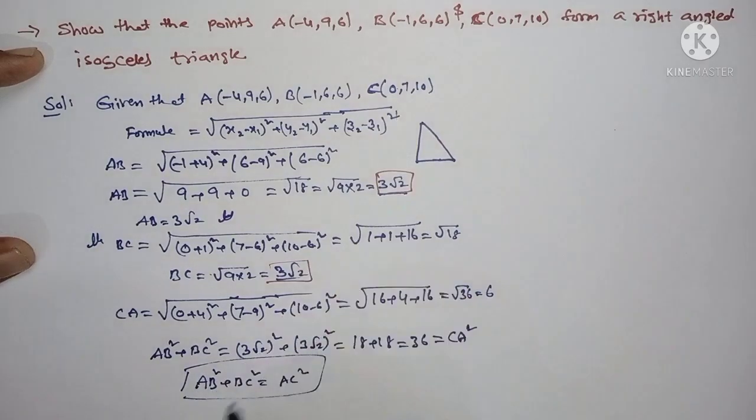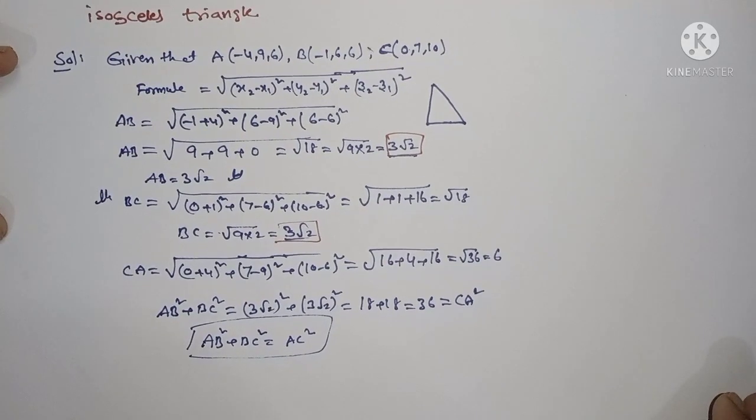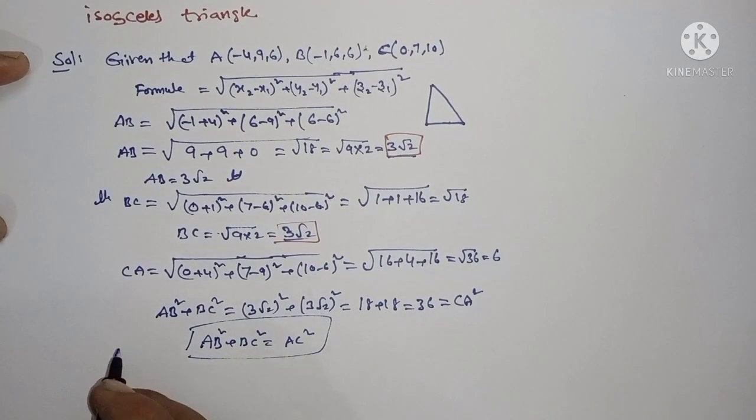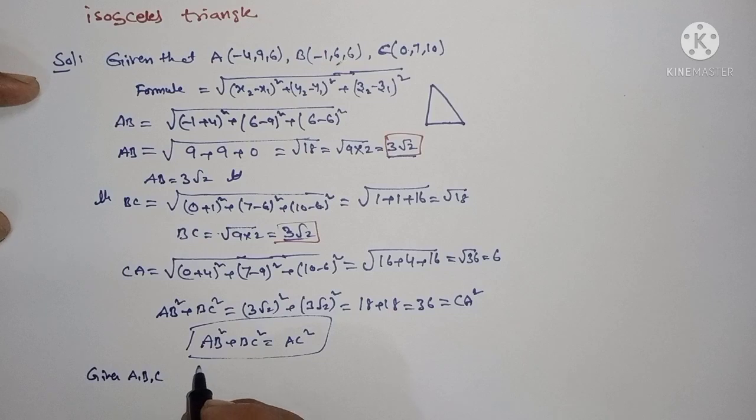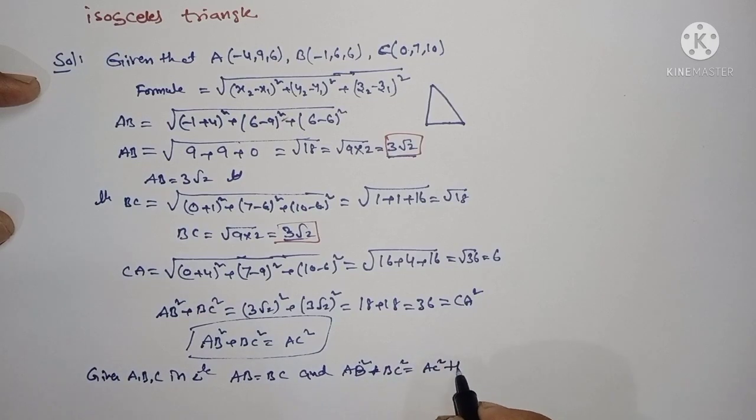Therefore I can write again, if the given triangle is an isosceles right angle triangle, because you can write here, in the given triangle ABC, AB is equal to BC and AB square plus BC square is equal to AC square.